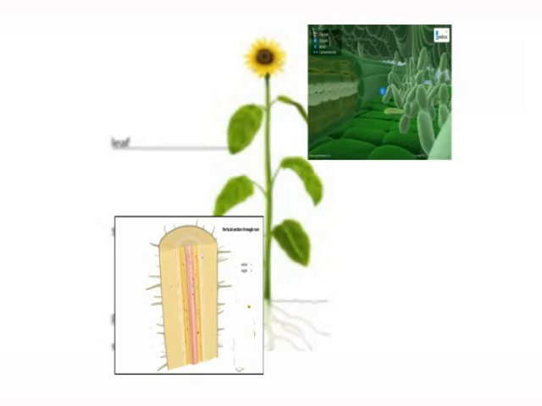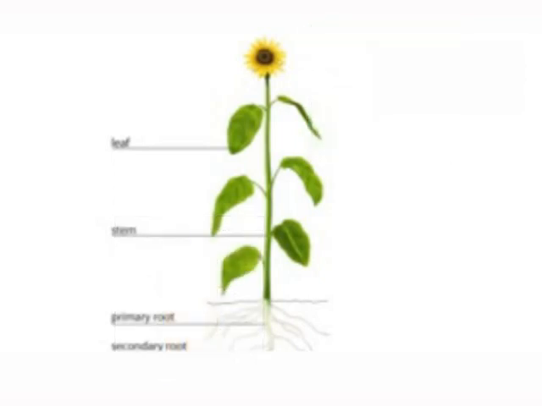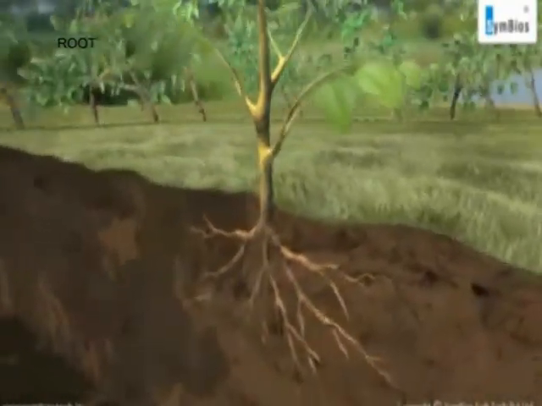So we are going to look at each part of the plant, that is the root, the stem, and the leaves, and see the vascular bundles in them and how these structures carry out various processes. And we start with the root.